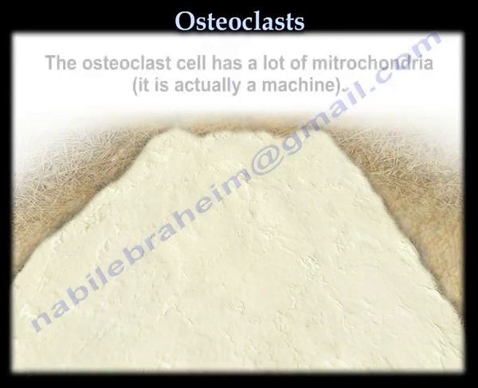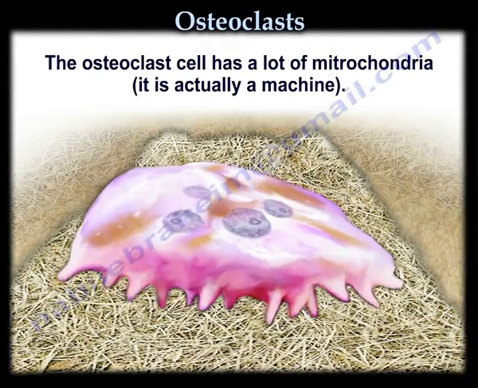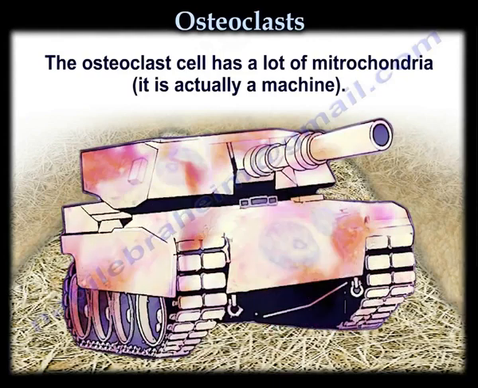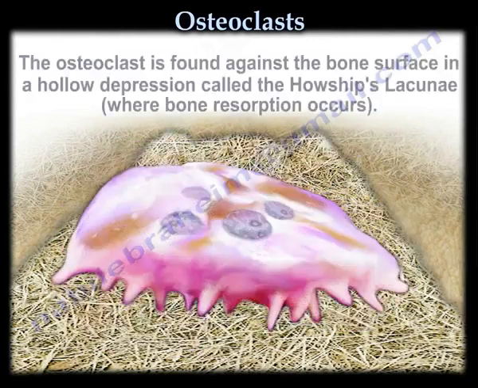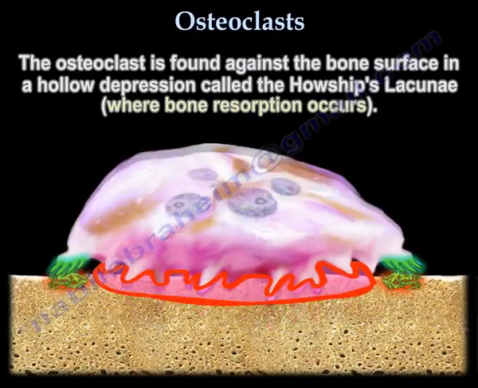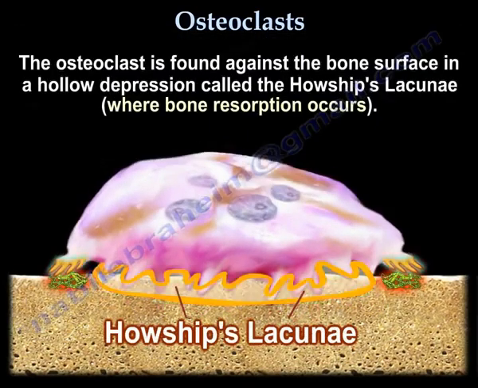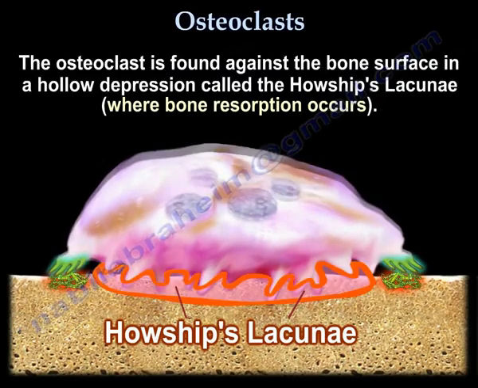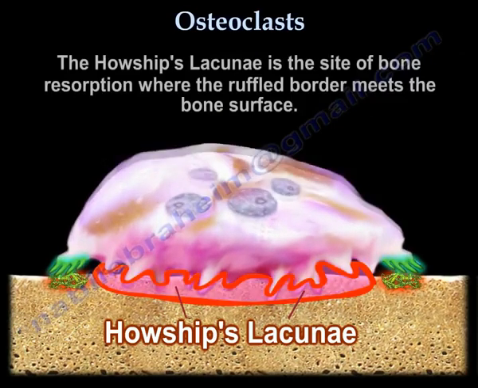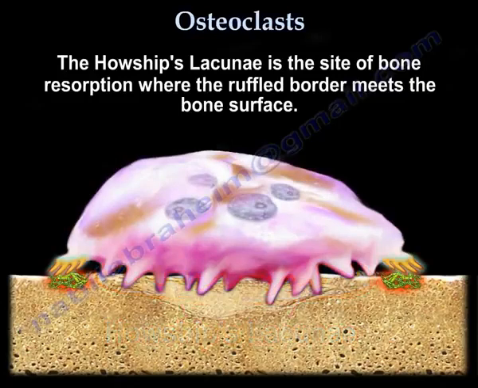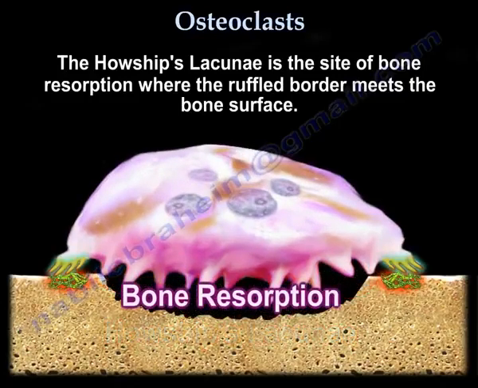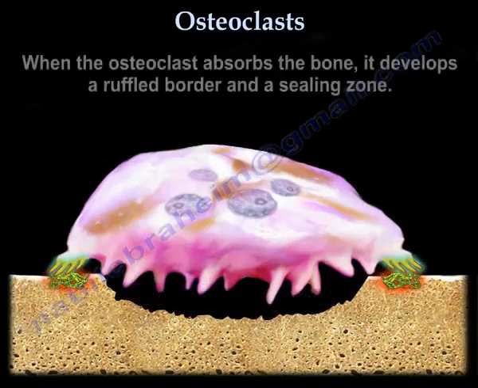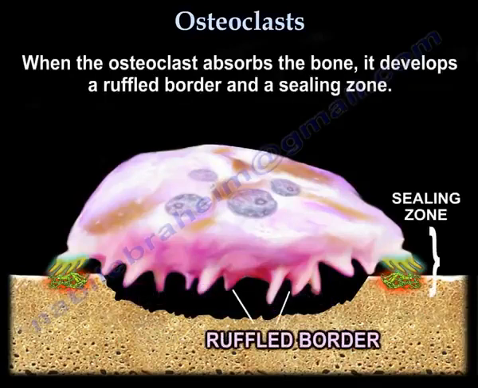It has a lot of mitochondria. It's actually a machine. It is found against the bone surface in a hollow depression called the house-shaped lacunae. That's where bone resorption occurs. The house-shaped lacunae is the site of bone resorption where the ruffled border meets the bone surface. When they absorb the bone, they develop a ruffled border and sealing zone.